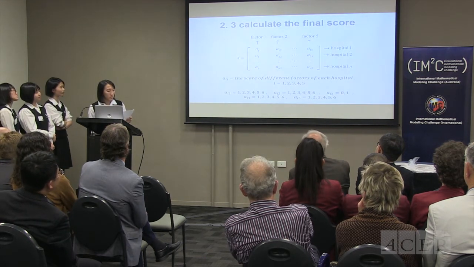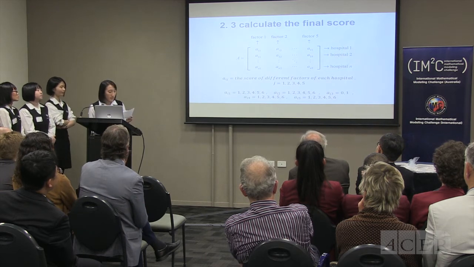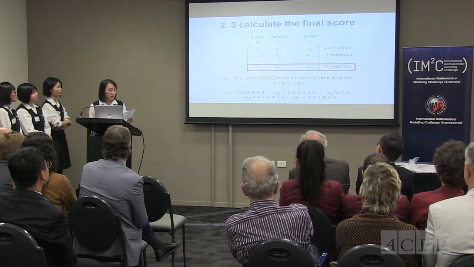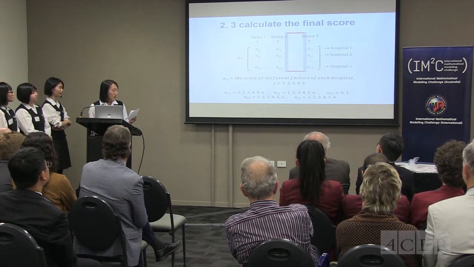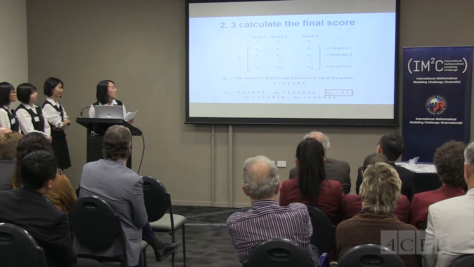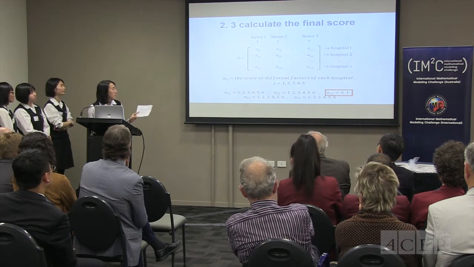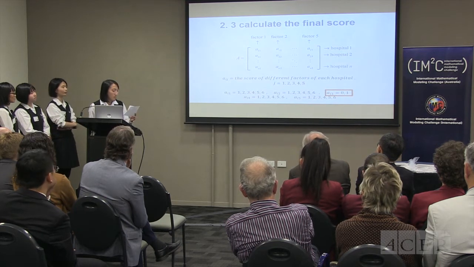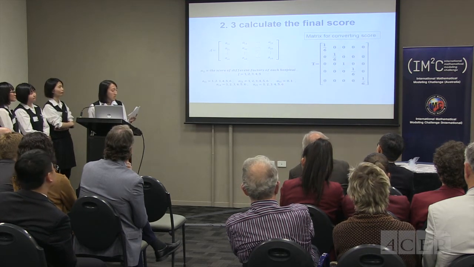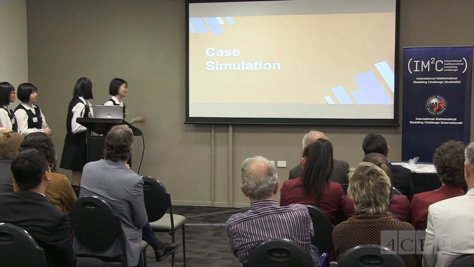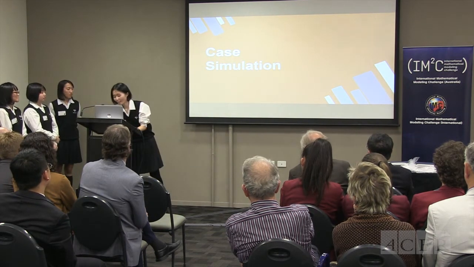After we get the proportion of each factor, we are able to calculate the final score for each hospital. Each row represents a hospital, and each column represents the score of different factors in each hospital. The score AI3 is different from the others, so we use a deletion matrix to transform all the scores into the same level, and after that, we can get the final score. So now let's go on to our case simulation.